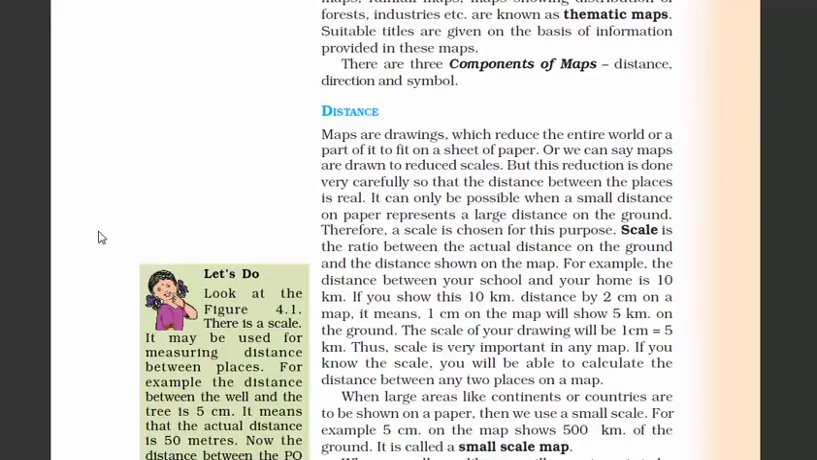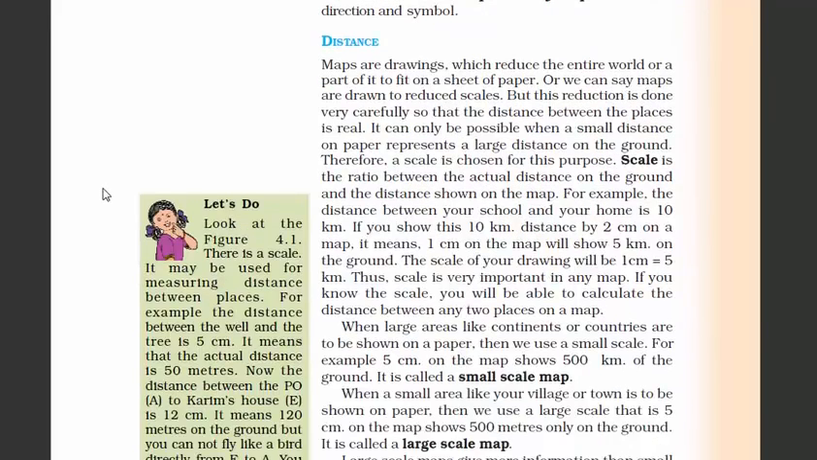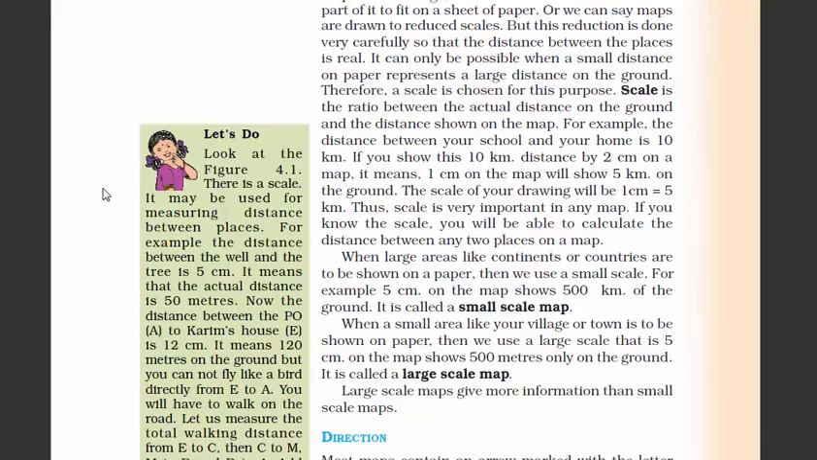Let us suppose the distance between your house and your office is 10 km. If you show this 10 km distance by 2 cm on a map, it means 1 cm on the map will show 5 km on the ground. Now think about these two examples. First, 5 cm on the map shows 500 km on the ground. And the second, 5 cm on the map shows 500 meters on the ground.